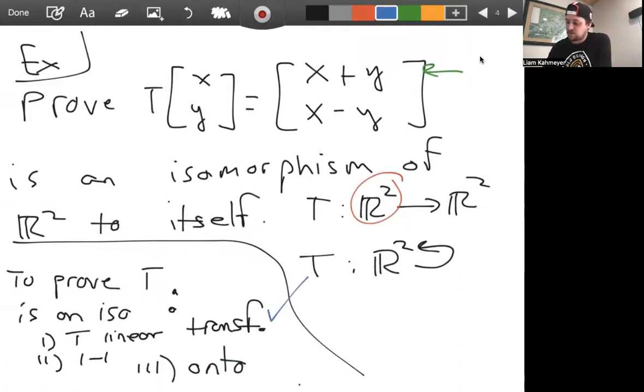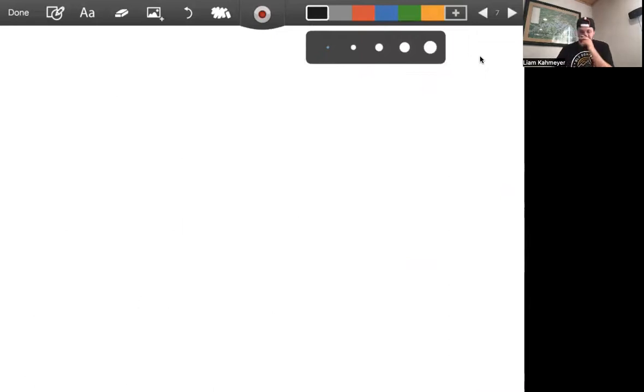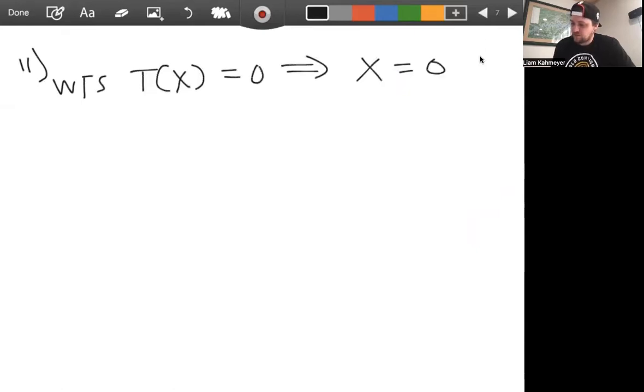We need to show that it's one-to-one and onto. Well, how can we show that this is one-to-one? Remember, to show one-to-one, we want to show that T of x equals 0 implies x equals 0. If we can show this criterion, then we have a theorem that says this property is true if and only if T is an injection, or T is one-to-one. So this is what we need to show.